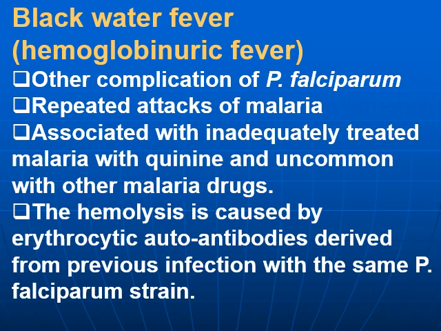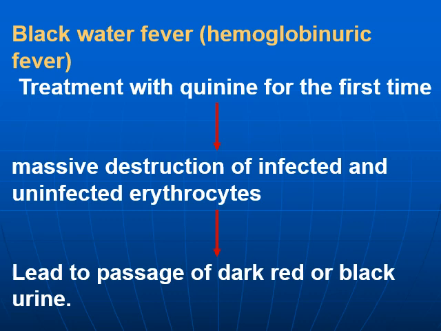We have another complication of Plasmodium falciparum infection. We call it blackwater fever or hemoglobinuric fever. It follows repeated attacks of malaria associated with inadequate treatment with quinine. This complication appears with quinine treatment and is uncommon with other malaria drugs. The hemolysis is caused by erythrocytic autoantibodies derived from previous infection with the same Plasmodium falciparum strain. Treatment with quinine leads to massive destruction of infected and uninfected erythrocytes. This leads to passage of dark red or black urine, because of hemolysis of RBCs.